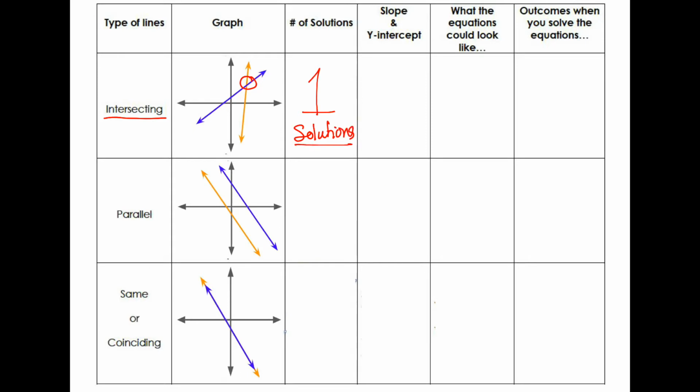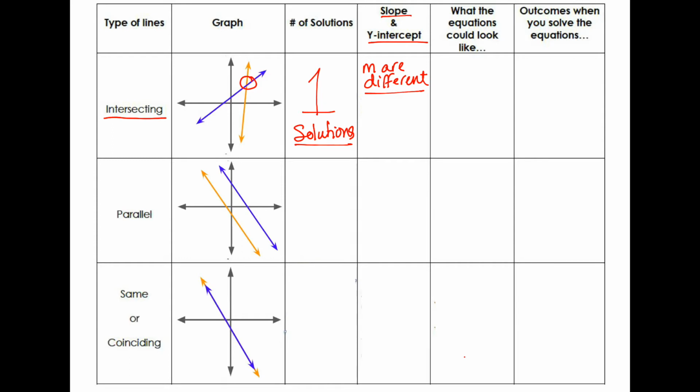So now we want to ask, what does that look like in the equations in terms of the slope and the y-intercept? If these two lines are going to intersect, they must have different slopes. So slopes are different. And it doesn't matter what the y-intercepts are. If the slopes are different, the lines will intersect. Even if they're just a little bit different, eventually they will bump into each other.